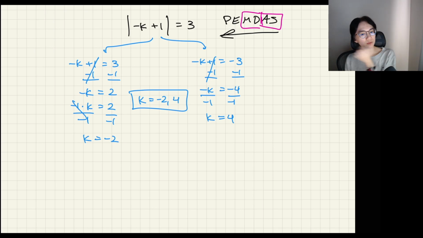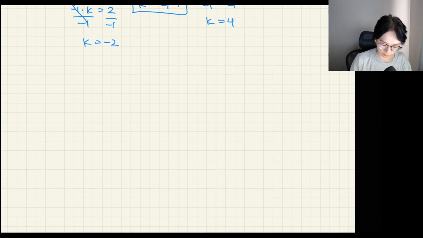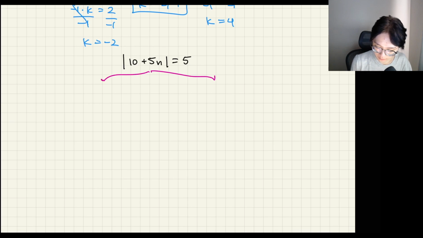Same exact stuff that you've been doing, two-step stuff, except now you have two different equations to solve for. Let's try another one. 10 plus 5n is equal to 5. Two different equations. 10 plus 5n is equal to positive 5. 10 plus 5n is equal to negative 5.